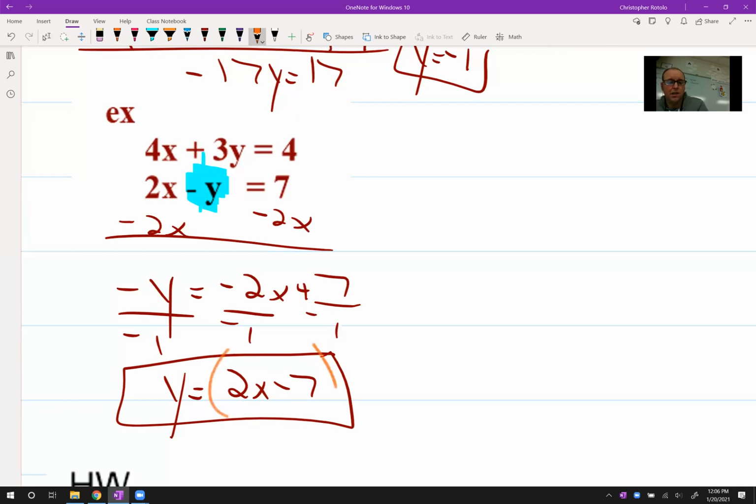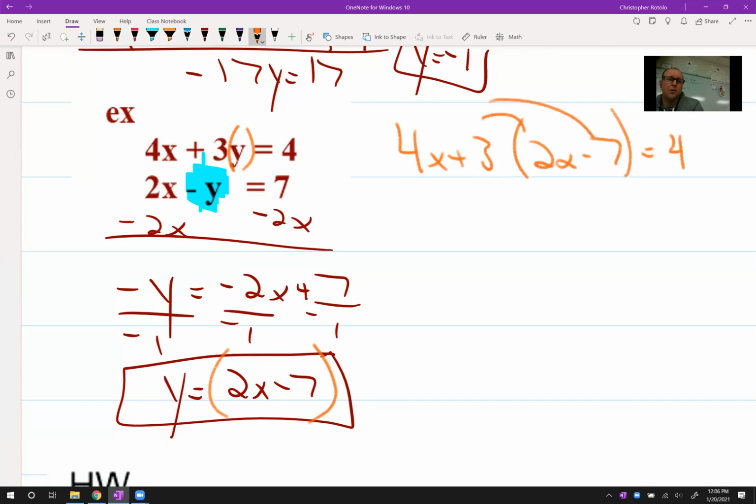All right, so where's this going to go? Parentheses. Right here. Y is that. All right, so here we go. 4x plus 3 times 2x minus 7 equals 4. Let's distribute. Notice I didn't use my highlighter this time to point things out, even though I still care about you, because it wasn't a negative, so it really doesn't make a difference here. So 4x plus, that's going to be 6x minus, you got it, 21 equals 4.